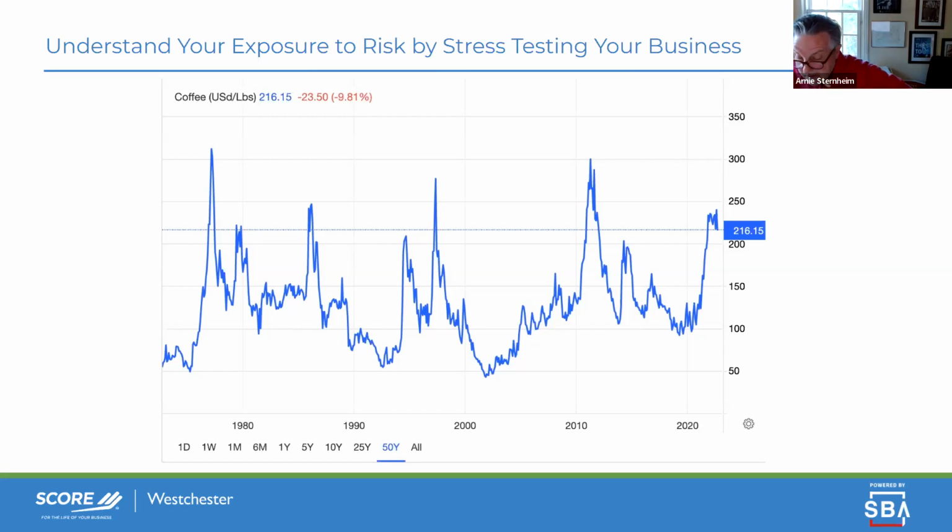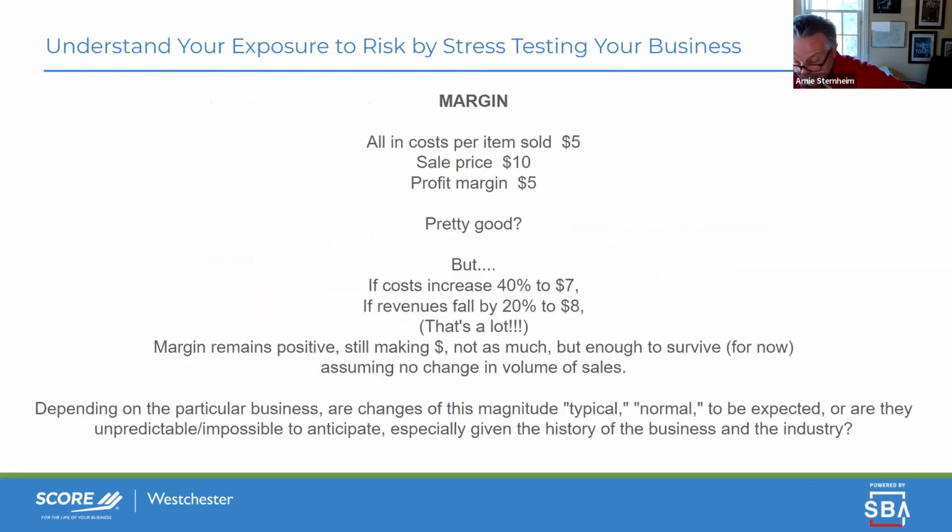Let's try and make this more practical for you. Let's talk about profit margins, risk, and stress tests. This is a hypothetical business. The business distributes a product. The all-in cost of the product per item sold is $5, all costs. The product is sold for $10. Profit margin is $5. Pretty good.